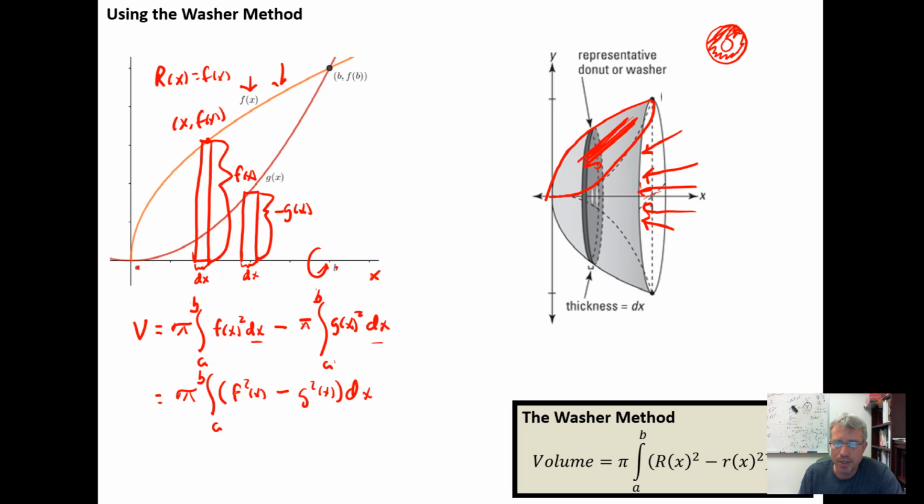And if you're representing the outer radius with a big R, then you can just replace f of x squared with big R of x squared. And if you represent the inner radius with the little r, you replace the g with little r of x, saying, get the volume of revolution controlled by the large radius, subtract off the volume of revolution controlled by the smaller radius, and that will give you the volume of the washer that you've swept out.